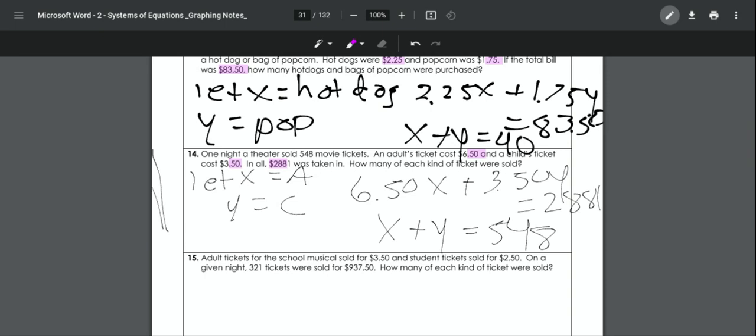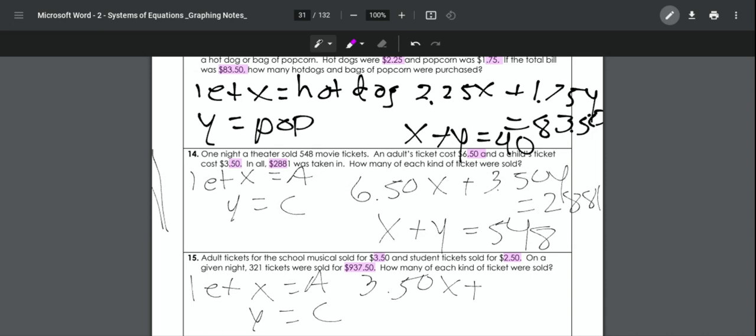So 15, adult tickets for the school musical cost $3.50 and student tickets cost $2.50. On a given night, 321 tickets were sold for $937.50. How many of each ticket were sold? So same idea. It's about tickets. In this case, it's for a musical, not a movie, but it's the same thing that you have adults and you have children. Okay. I see $3 signs, right? Money and money equals money. All three of those have to be in the same equation.